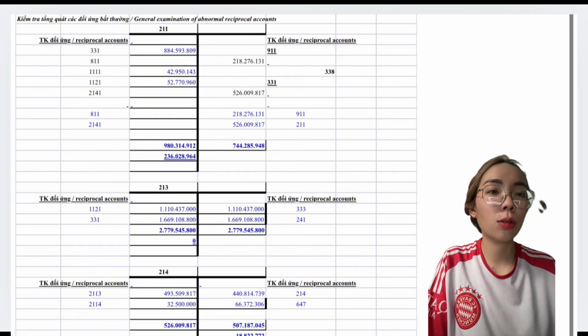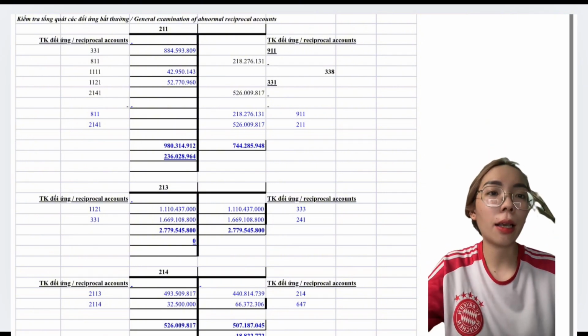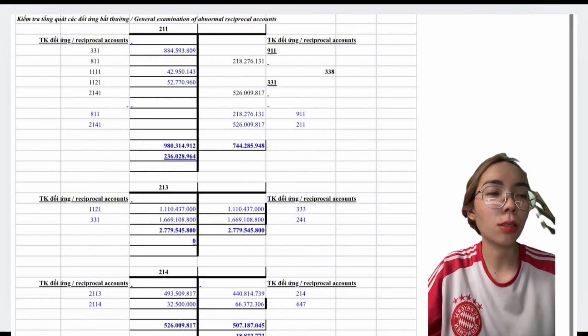For account 214 accumulated depreciation, a discrepancy in the depreciation entry implies either over-depreciation, unrecognized depreciation expense, or a posting error between the main fixed asset account and accumulated depreciation. So this requires reconciliation with the depreciation schedule and asset tracking reports.